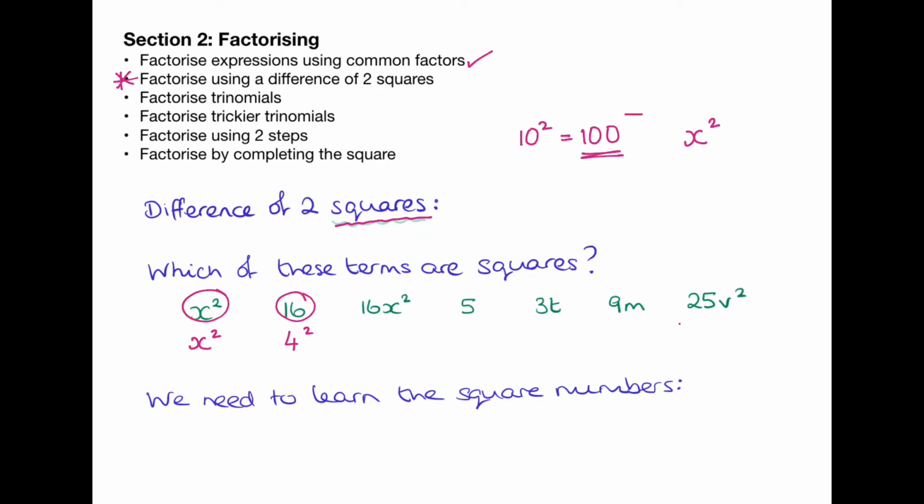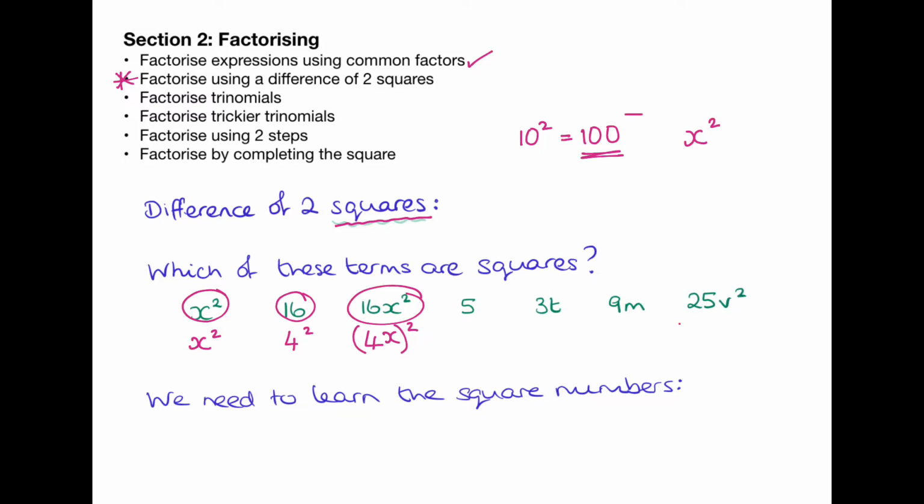So if we combine these two, if x squared is a square and 16 is a square, it must be the case that 16x squared is also a square. Like we were looking at before, we look at the numbers and the letters separately. So 4 squared is 16, x squared is x squared. If you squared 4x, you'd be doing 4 squared and x squared, so that would give you 16x squared. So that one is a square as well.